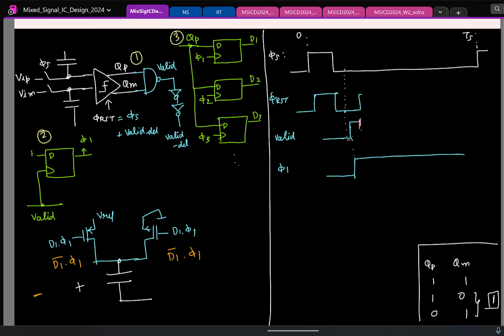Now if valid comes to 0, delayed valid signal will also come to 0. So let us say after this delay it comes to 0, which means the reset signal will also go low. So let us say at this point, we have reset the comparator and then taken it out of the reset. So it will start comparing the second input, and the inputs are already available on the capacitors.